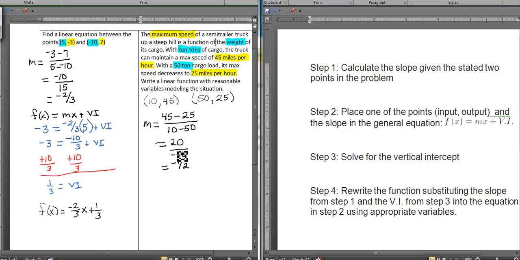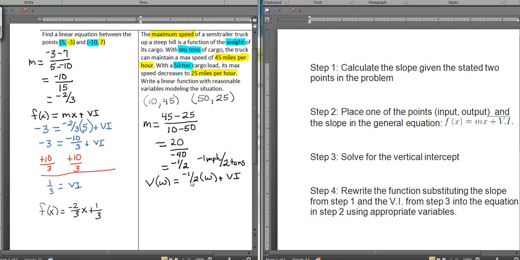So this means that for every -1 mile per hour, the input changes by 2 tons. So that means as I decrease my speed, the weight would increase, or if I increase my weight by 2 tons, I'm going to decrease my speed by 1 mile per hour. So now, rather than using f of x, let's use something that is going to make a little more sense. Since the output is speed, we use v for velocity, w for weight: v equals -1/2 times w plus the vertical intercept.